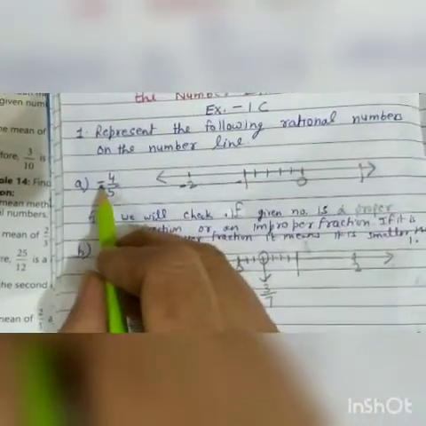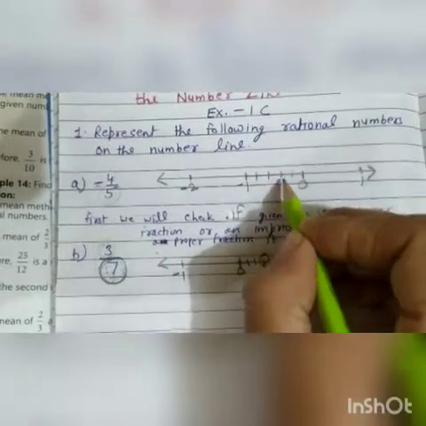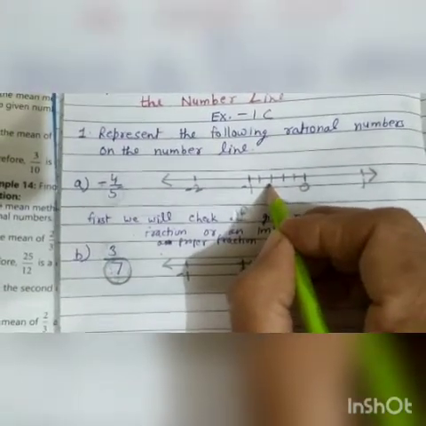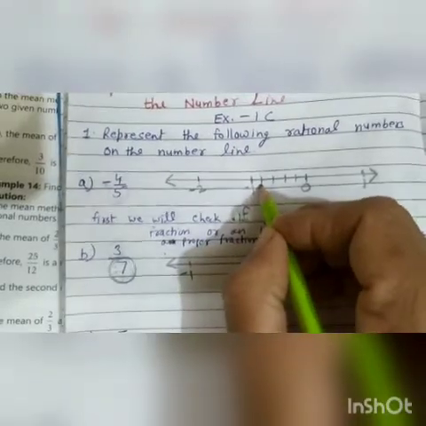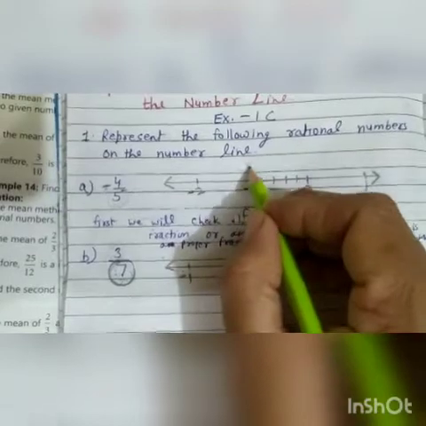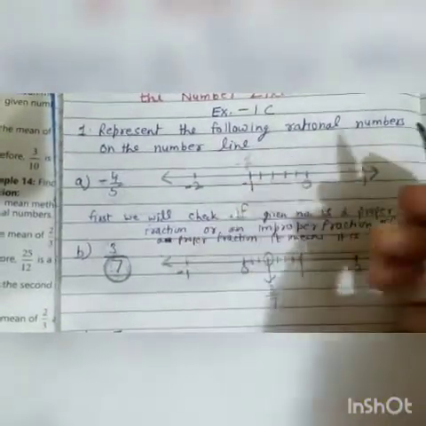Now we will count this rational number. It will be minus 1 upon 5. This will be minus 2 upon 5. This is minus 3 upon 5. This will be minus 4 upon 5. And this is minus 5 upon 5. Minus 5 upon 5 means 5 divided by 5, minus 1. So it is minus 1.